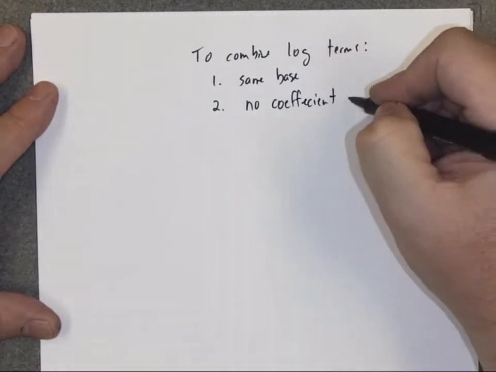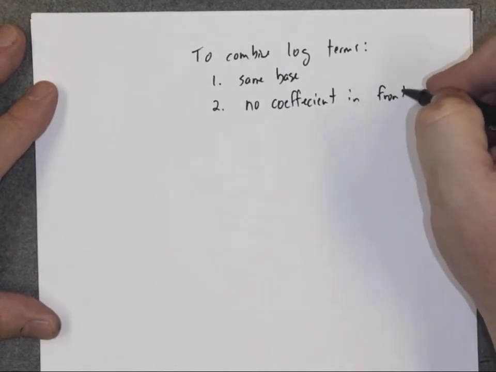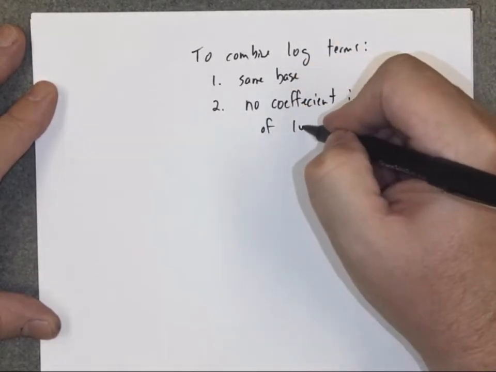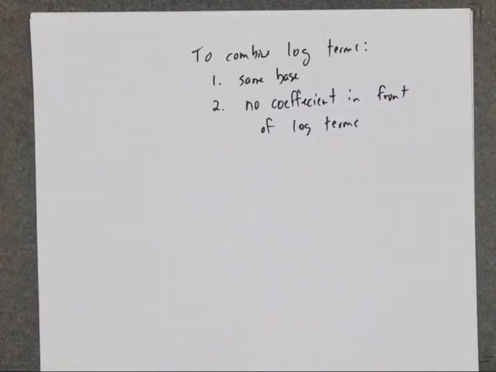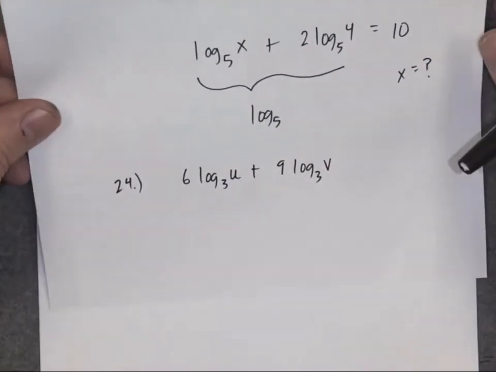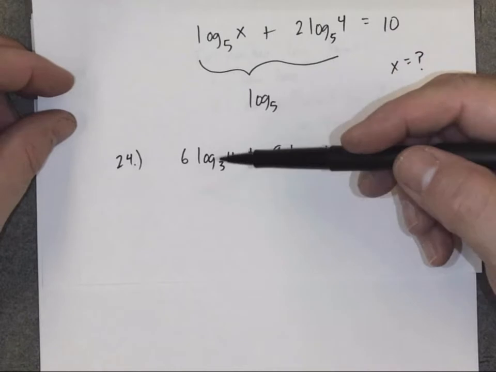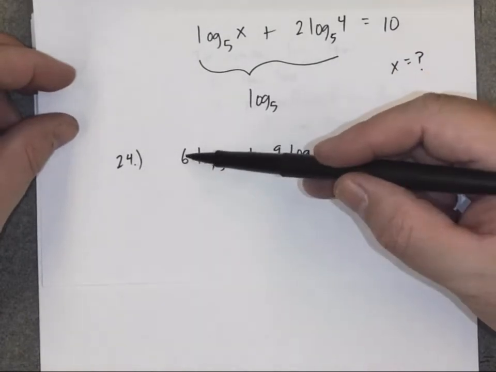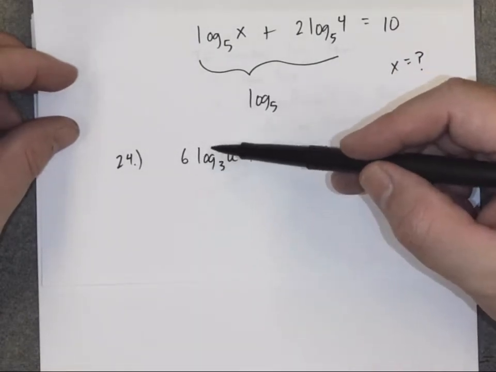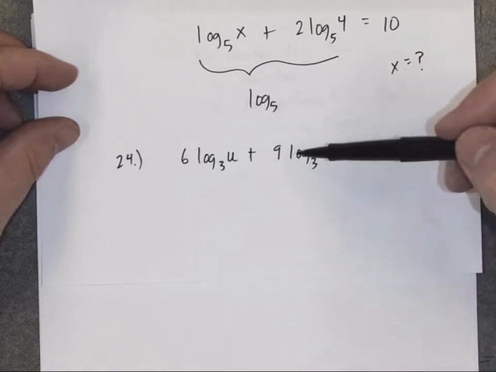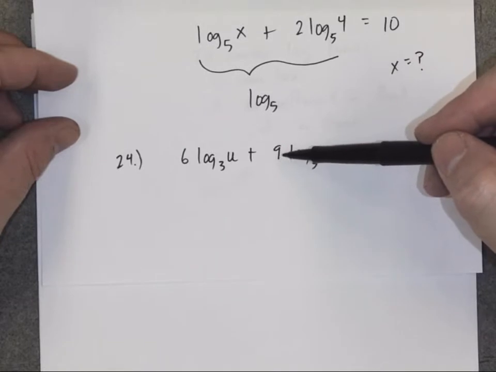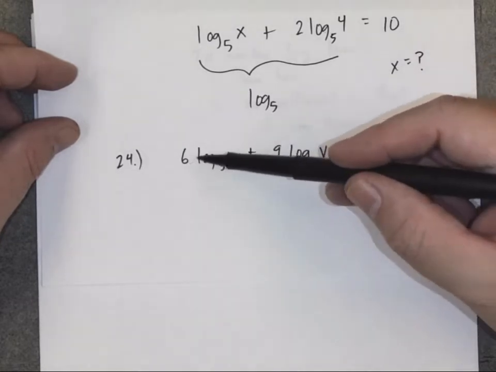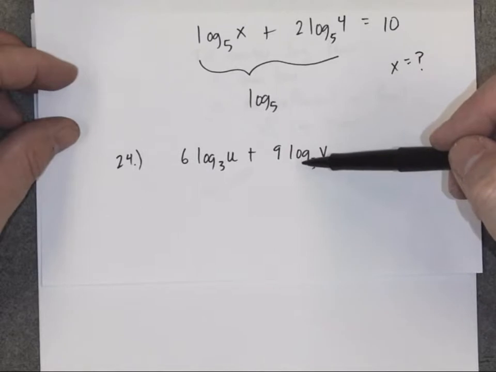No coefficient in front of the log terms. Coefficient means just a number. So in other words, right here, 6 times log base 3 of u, this 6 is a coefficient. So this first log term has a coefficient, plus 9 times log base 3 of v. The second term also has a coefficient. So it turns out both of these log terms have coefficients.